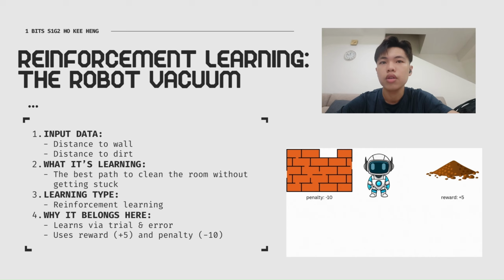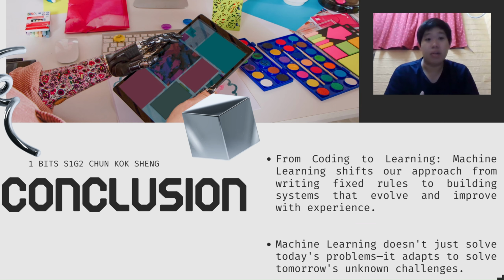Over time, the AI will update its strategy to maximize its total reward, teaching itself how to perfectly navigate the room. In conclusion, machine learning is ultimately about shifting from telling computers what to do to teaching them how to learn. As data continues to grow, machine learning will become even more essential in turning that data into intelligence and progress. That's all from our group.